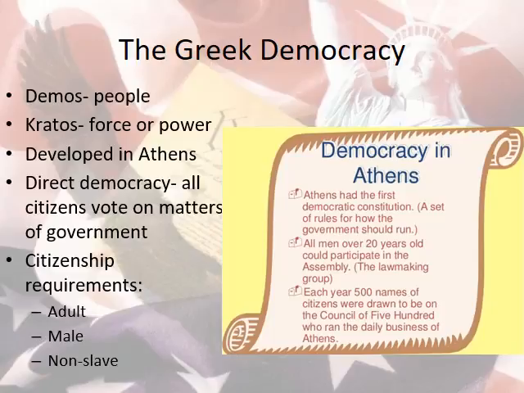Now, Athens had the first democratic constitution. It was a set of rules for how the government should be run. All men over 20 years old could and would participate in the assembly, the lawmaking process. Each year 500 names of citizens would be drawn to the Council of 500, who ran the daily business. So basically every man who met the citizenship requirements had to participate in government.